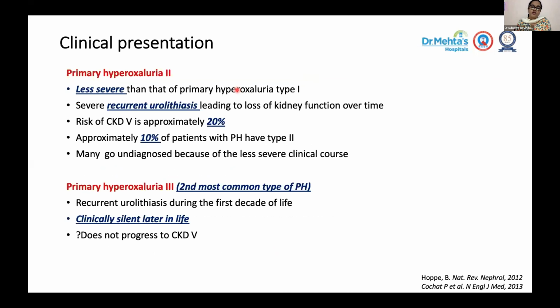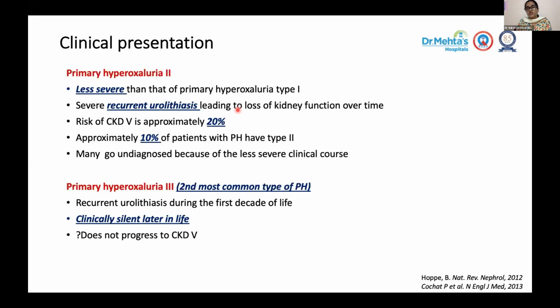Primary hyperoxaluria type 2 is less heterogeneous in presentation, and it is also a less severe form than primary hyperoxaluria type 1. Most patients, however, have severe recurrent urolithiasis leading to a gradual loss of kidney function over time. The risk of CKD5 in these patients is approximately 20%. They constitute about 10% of patients with primary hyperoxaluria, and many of them can still go undiagnosed because of the less severe clinical course.